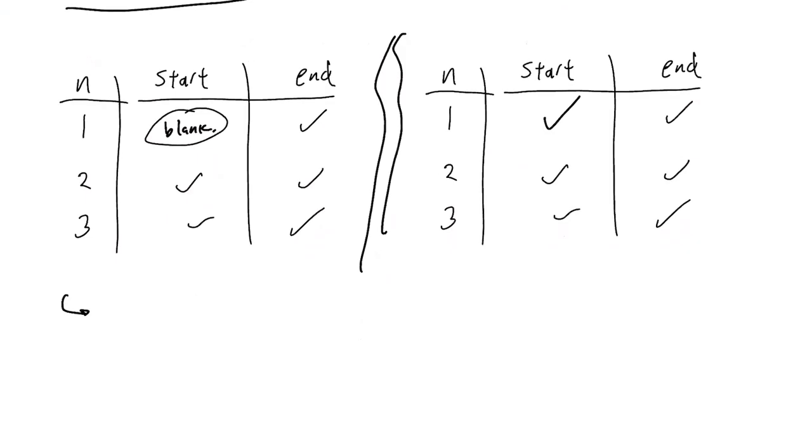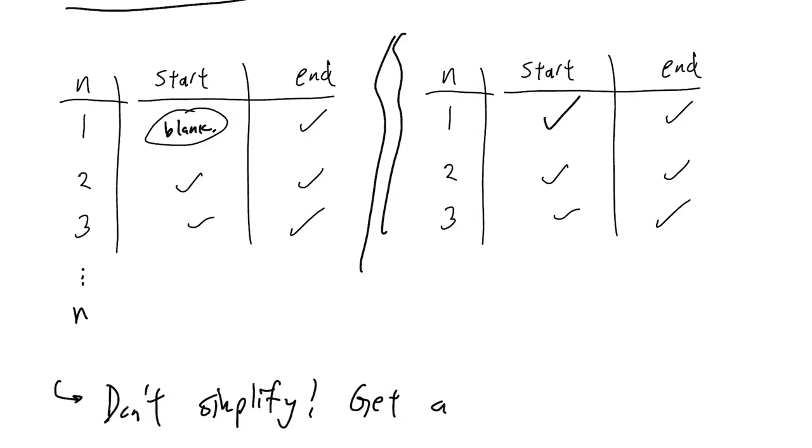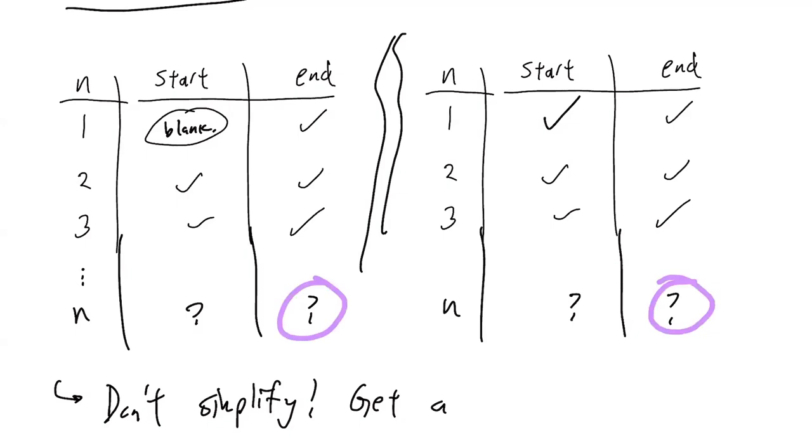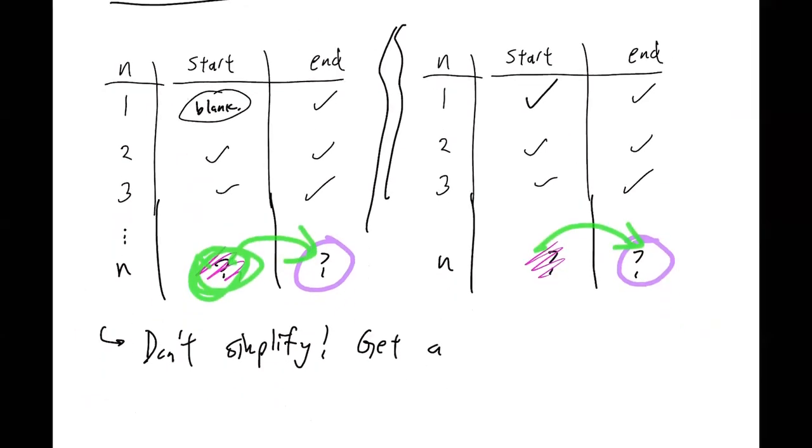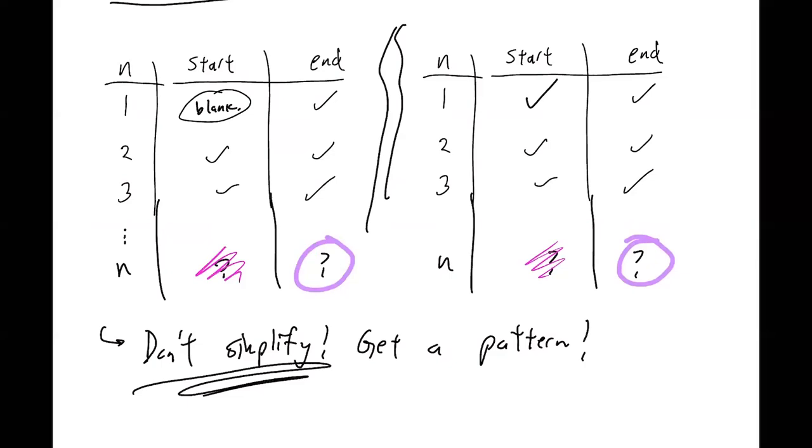And also, don't simplify. Get a general pattern because the goal is to get the nth term. Usually this part here, if you're fast enough, you can just skip the nth term for the start and just focus on the nth term for the end. Don't simplify, get a pattern. This is very important. Don't simplify. That's a table question.